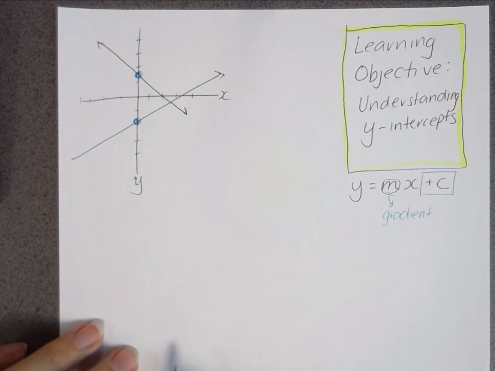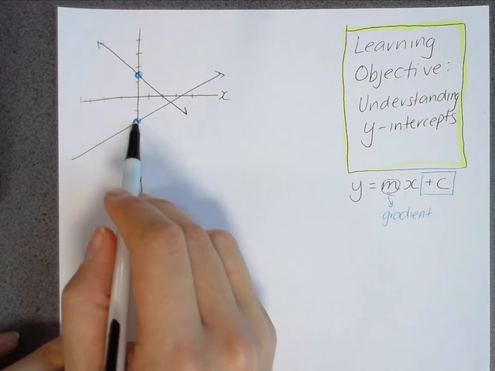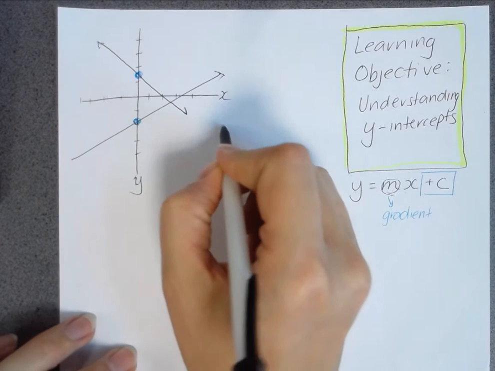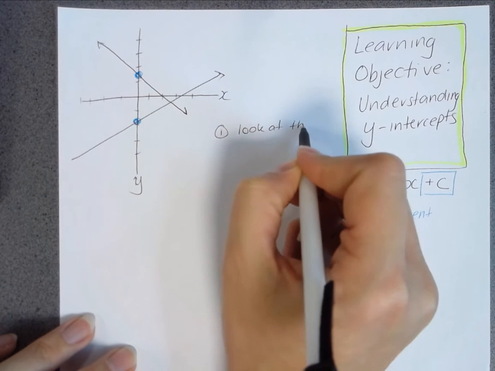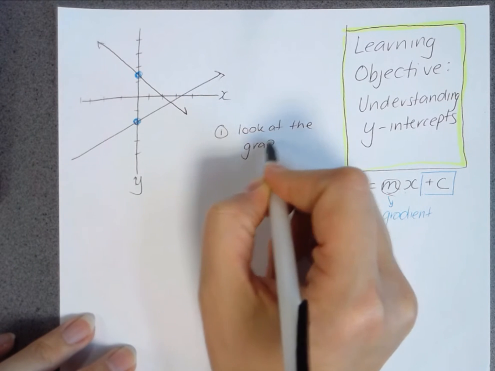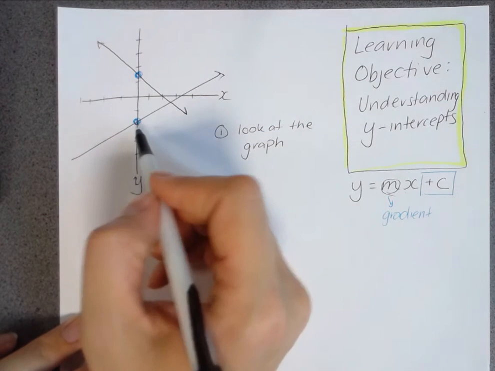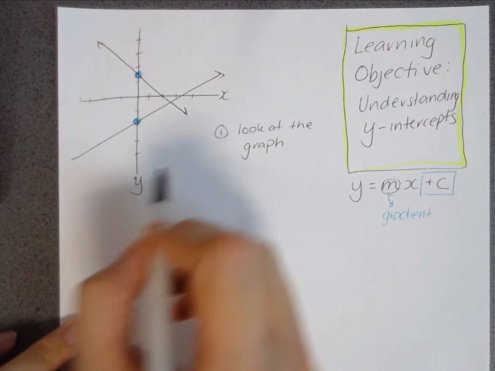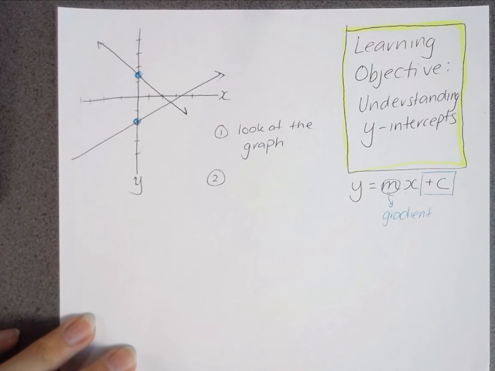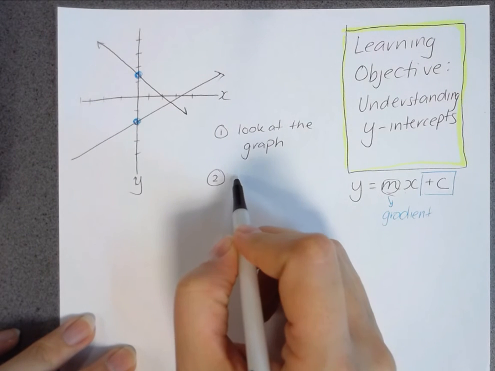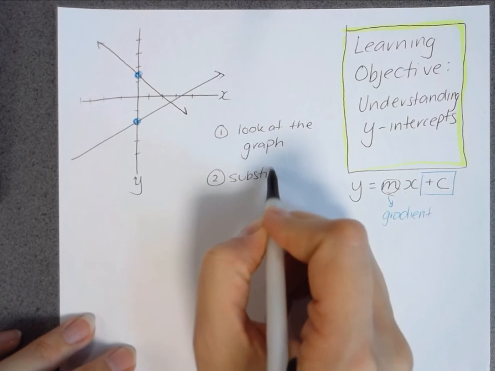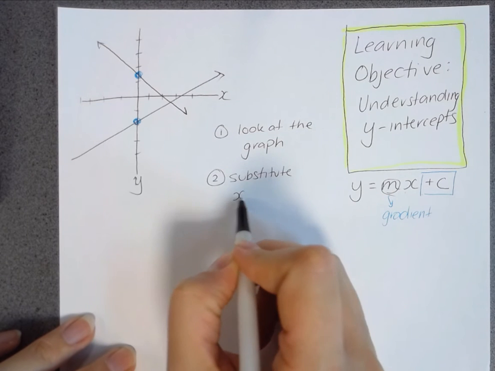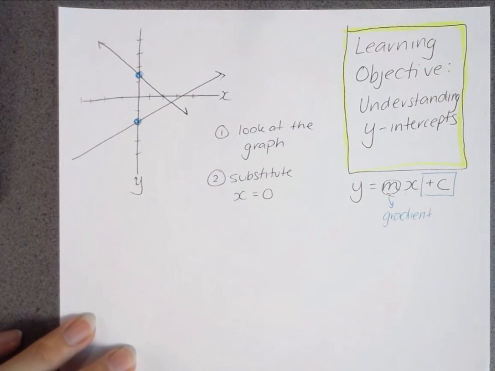So there are lots of different things that we can do to find our y-intercept. Number one, what we can do is actually look at the graph, and that makes sense. If we have a graph, we can see where it runs into it. But if we don't have a graph and we just have our linear equation, what we can do is substitute the value of x equals 0.